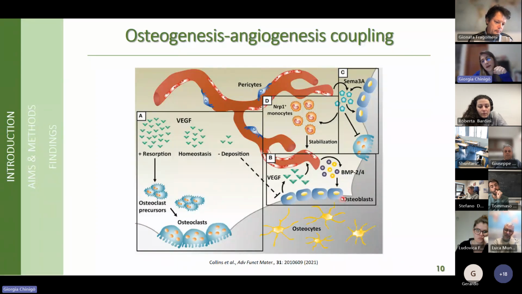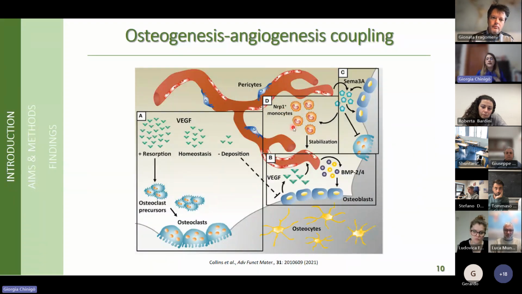Moreover, osteoblasts and endothelial cells, in response to VEGF and in a dose-dependent manner, control the expression of this protein, semaphorin 3A, that plays multiple roles. On one hand, it promotes osteodeposition by osteoblasts. On the other, it inhibits osteoclast differentiation and so bone resorption, and moreover, it favors the stabilization of the new vessels by favoring the recruitment of this specific class of monocytes that are neuropilin-1 positive.